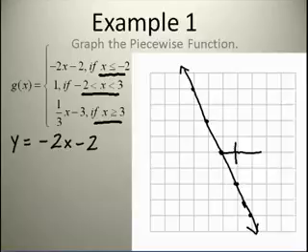The second line is y equals 1, which I know is a horizontal line that passes through the y-axis at 1. So I have this horizontal line.